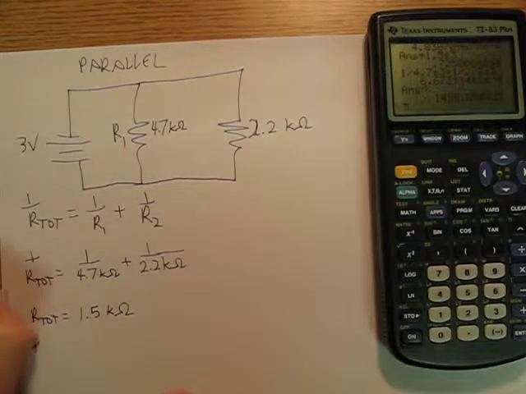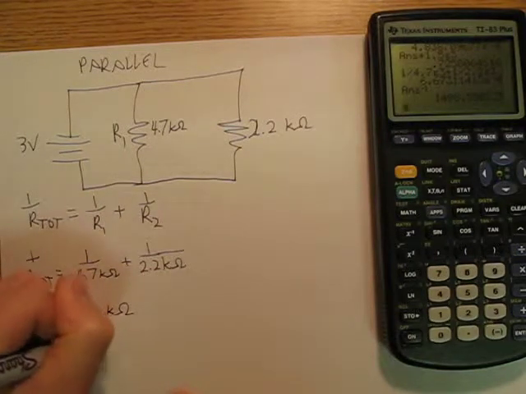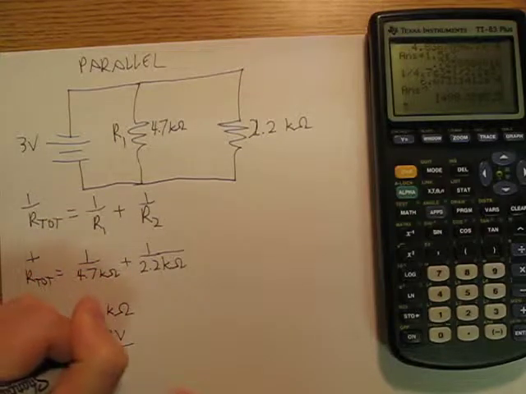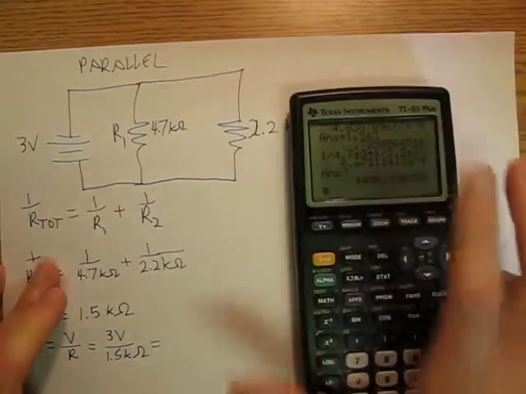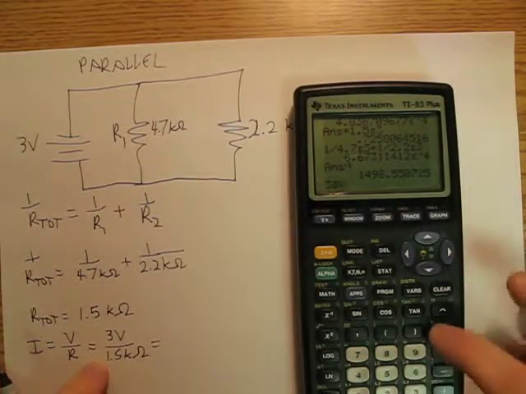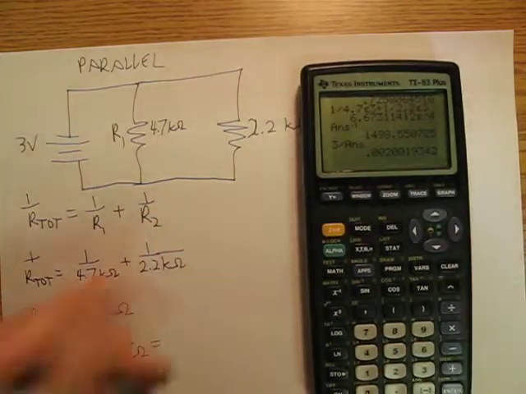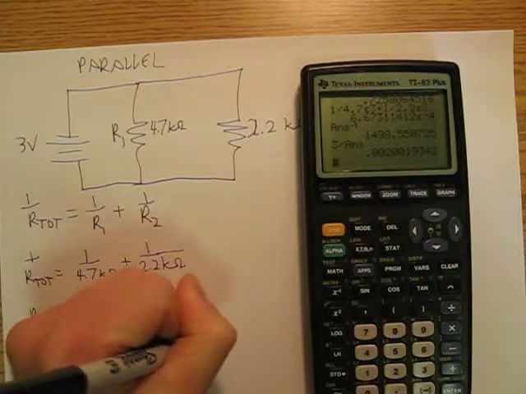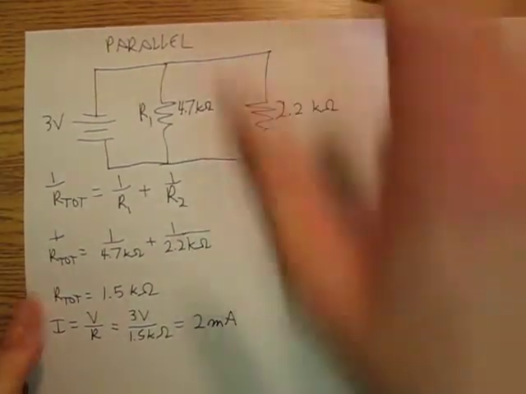Okay, so my R total is 1.5 kilo ohms. That means that I equals V divided by R. I've got 3 volts divided by 1.5 kilo ohms. I now have 3 divided by my answer. I'm going to have 2 milliamps. So I'm going to have 2 milliamps in my circuit.